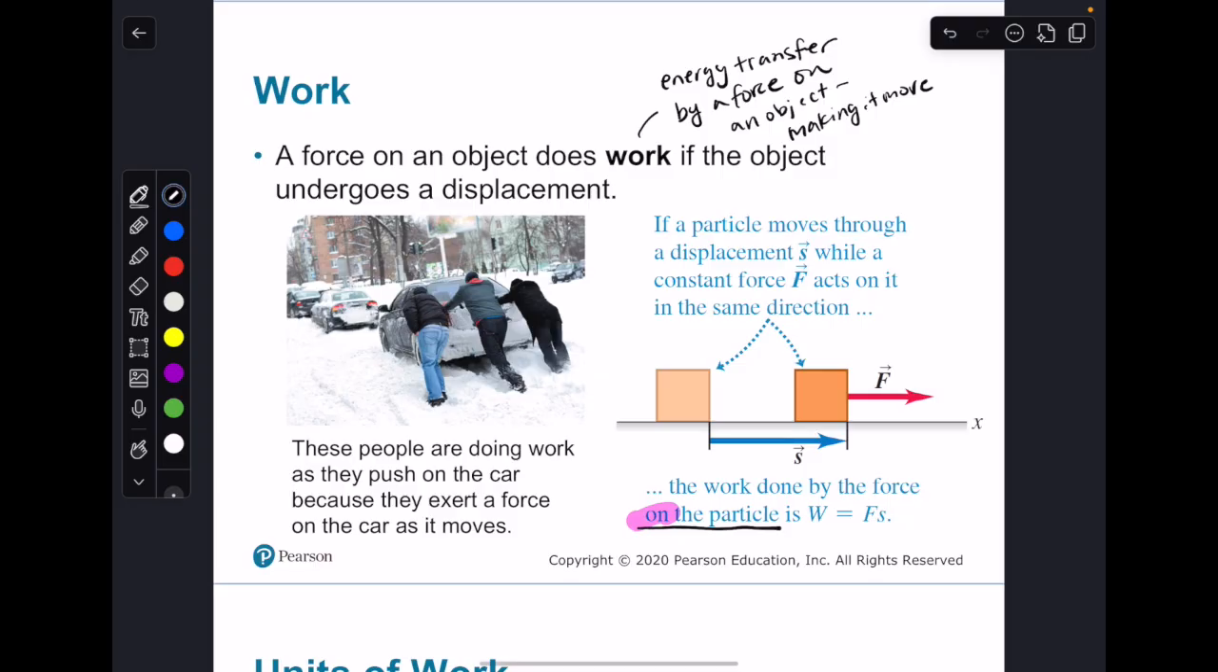If we have a box or a particle, as we call it, because we always represent our objects as point particles when we draw our free body diagram, and it moves through a displacement S while a constant force is acting on it in that very same direction, then the work done by the force on the particle is simply F times S, the magnitude of the force times the magnitude of the displacement. Here's a real life example of doing work. These people are doing work on the car because they're exerting a force on the car and that car is moving.